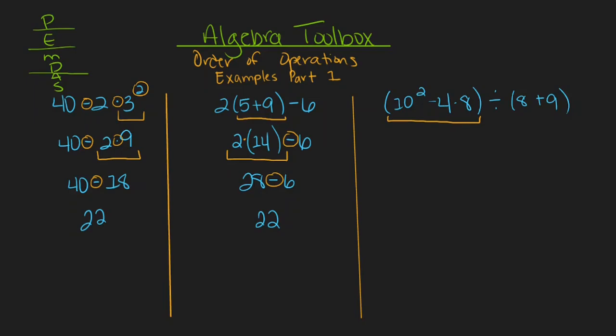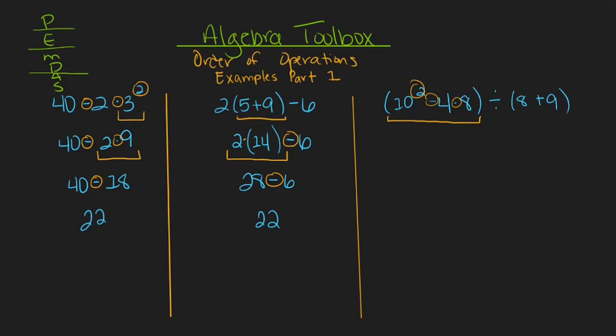So I see a couple different operations. I have an exponent, I have subtraction, and I have multiplication. Looking to order of operations, I still have to use order of operations to tell me what to tackle inside these parentheses. So the first thing would be exponents, so I'm going to start with that 10 squared. 10 squared is telling me to multiply that base of 10 by itself twice, so 10 times 10, and that would give me 100.